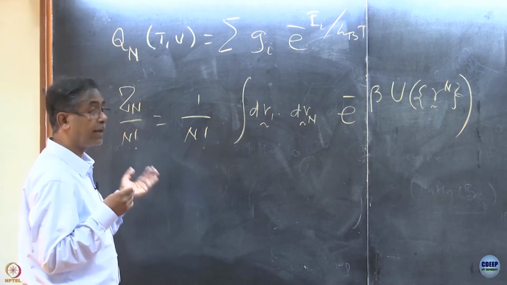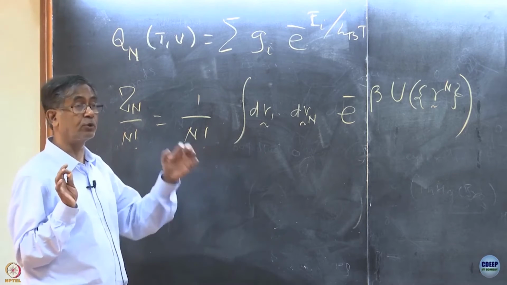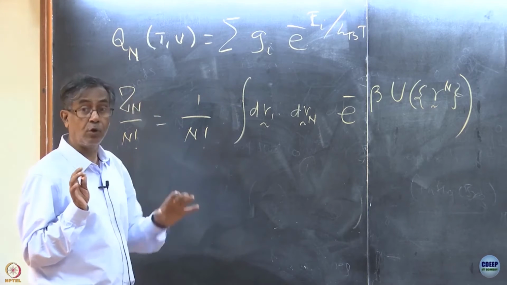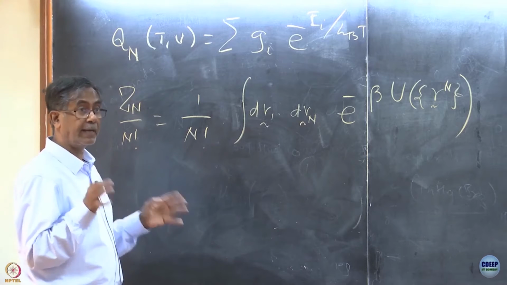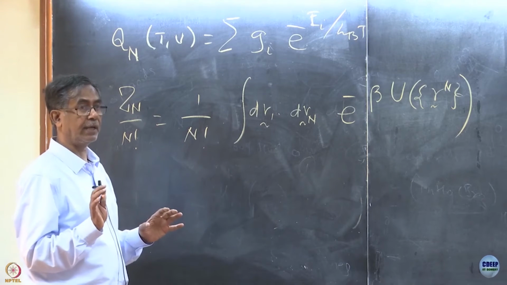That's the partition that I am not writing, because that's the part which gives you the Sackur-Tetrode equation and PV equals N k_B T, the ideal gas. But right now I am not interested in that.